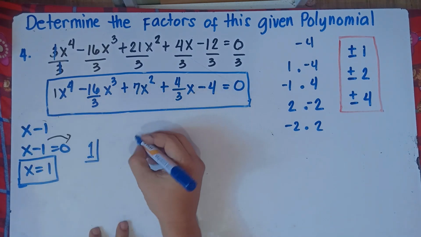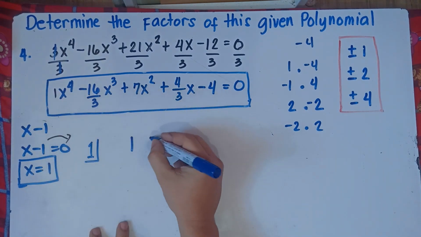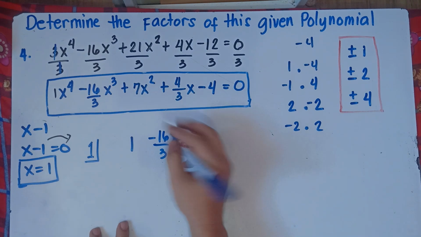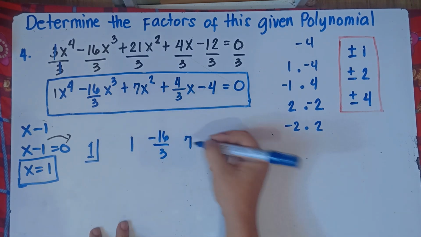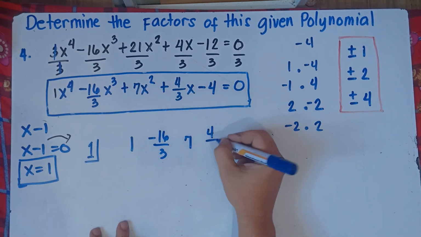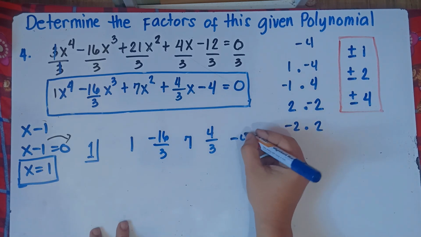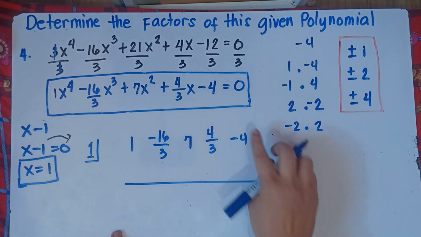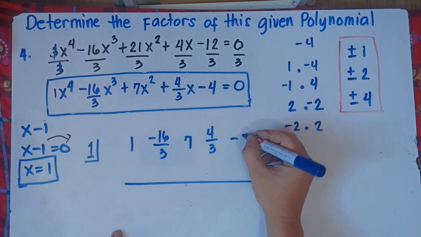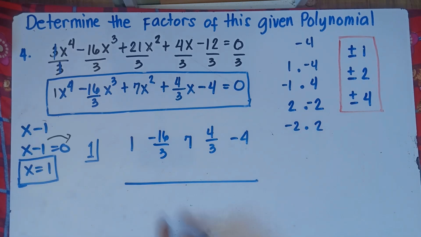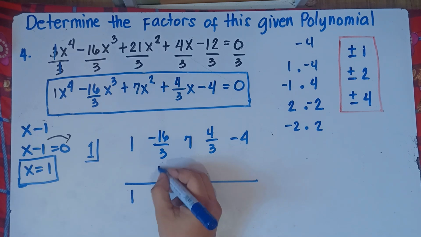Once again, we have 1 for x raised to the power 4. We have negative 16 over 3 for x cubed. We have 7, then 4 over 3, then negative 4. Alright, and then you bring down 1. You put a horizontal line, then you bring down 1. So bring down 1, then you multiply 1 times 1, that is 1.